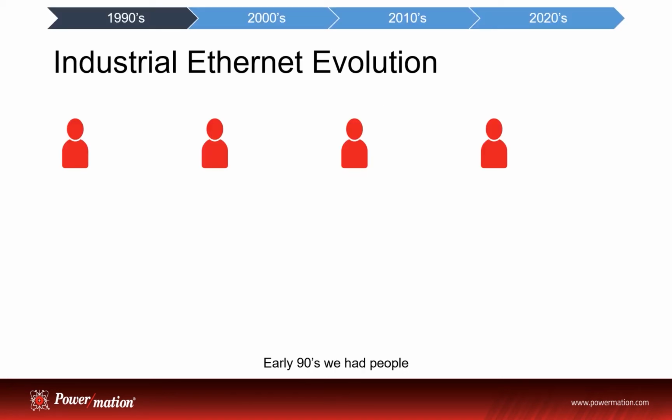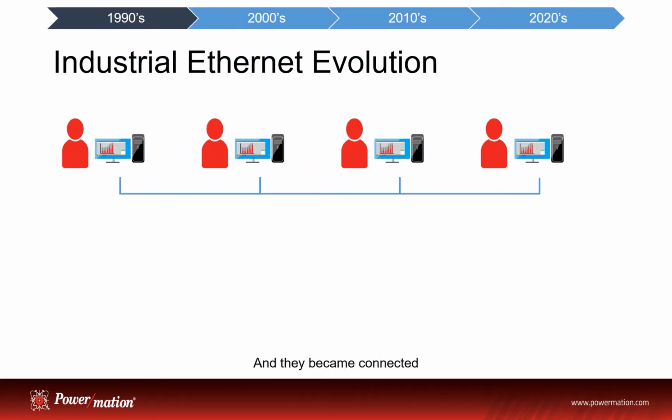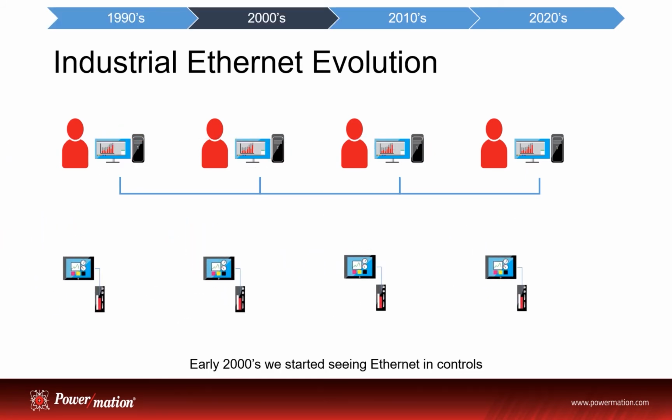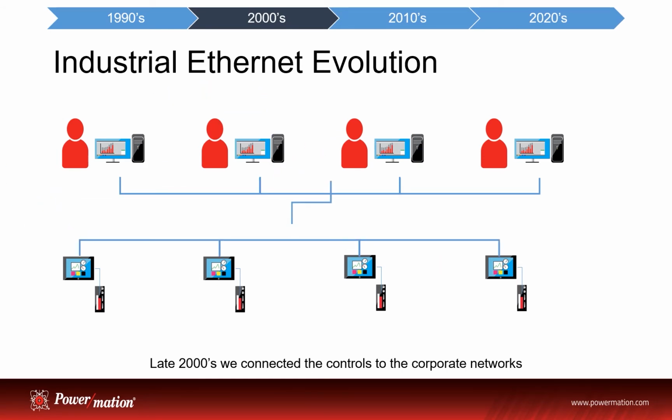In the early 90s, we had people. In the late 90s, we had people with computers, and they became connected. In the early 2000s, we started seeing Ethernet in controls. In the late 2000s, we connected the controls to corporate networks.